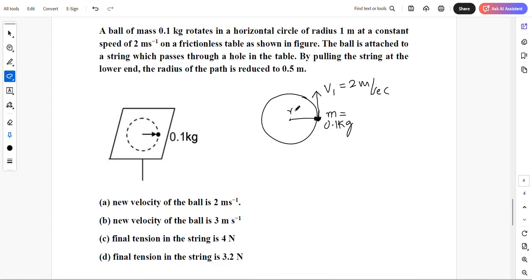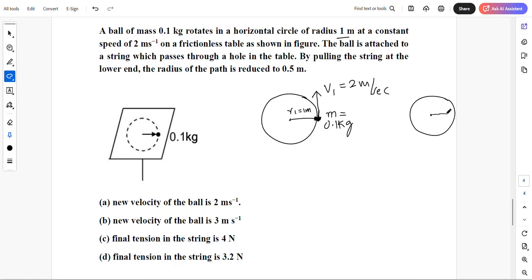R1 is equal to 1 meter. Now, second, the ball is attached to a string which passes through a hole in the table. By pulling the string at the lower end, the radius of the path is reduced. Here the radius is getting reduced to how much?